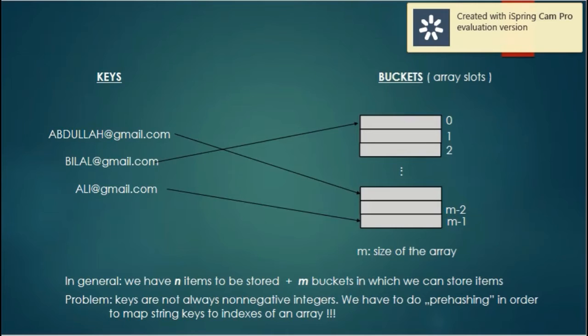The problem is keys are not always non-negative integers. We have to do pre-hashing in order to map string keys to indexes of an array. So, for example, how are we able to map Mehad Naveed? This is a string, first name and last name. How are we going to transform this name to an array bucket? That's how hash tables came to be.